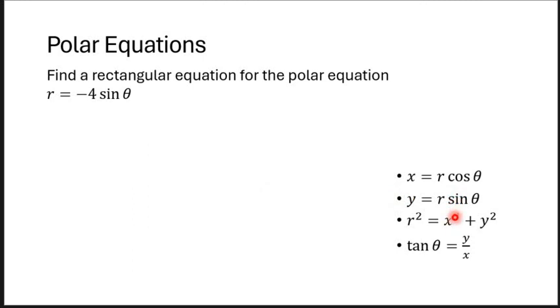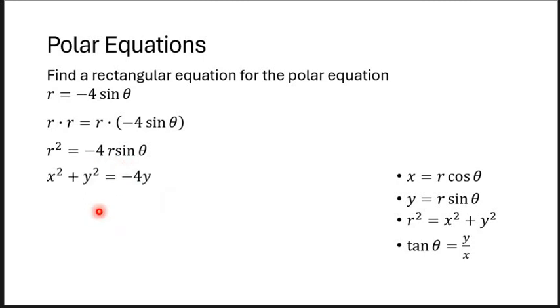What I do know is that if I have r times the sine of theta, I can replace that with y. So if I multiply both sides of this equation by r, that's a better option, because multiplying the left side by r is going to give me the r squared that I need, but multiplying the right side by r is going to give me an r times the sine of theta, which I know I have a replacement for. So on the left side, r squared is x squared plus y squared, but on the right side, that's just going to be -4y. And this is the rectangular form of that polar equation. All right, let's take a look at the next question.